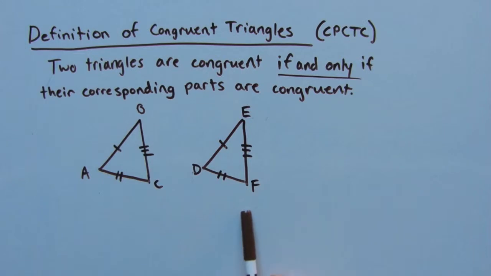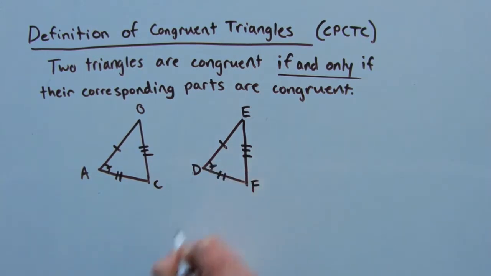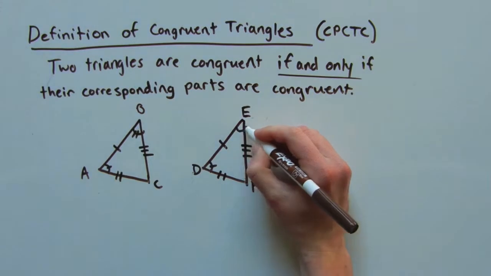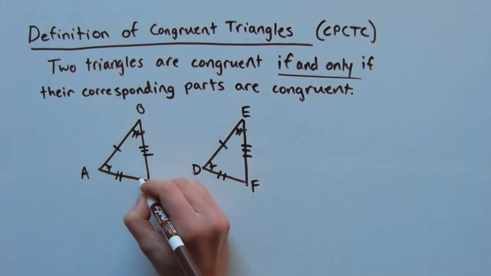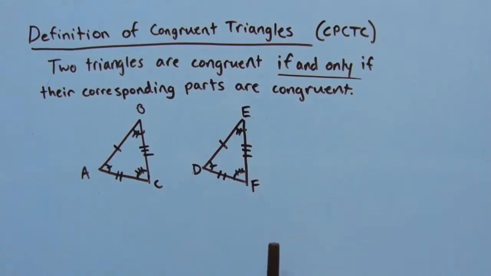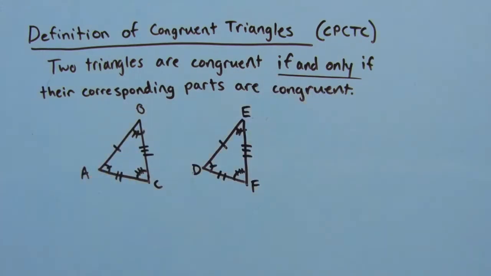Not only do the sides have to be congruent, but so do the angles. This angle A is congruent to this angle D. This angle B is congruent to this angle E. And this angle C is congruent to this angle F. Two triangles are congruent if and only if their corresponding parts are congruent. And that is the definition of congruent triangles.